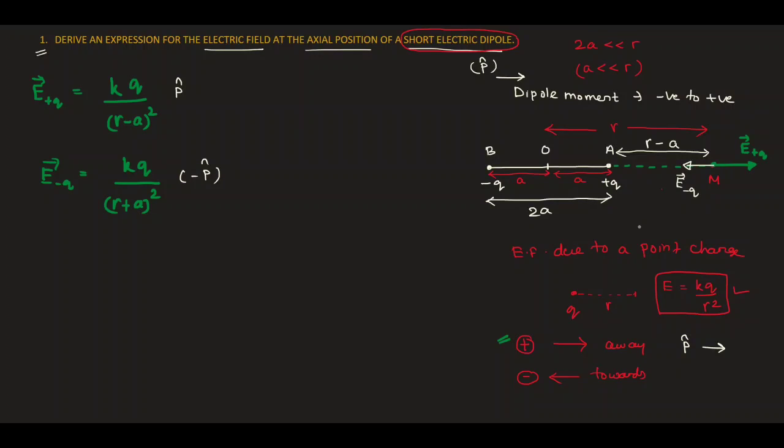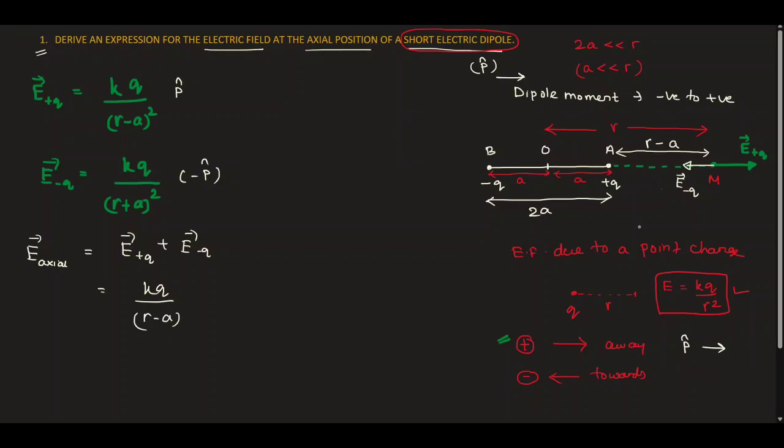So now we have two charges, and we have two electric fields. So we have to find the net electric field, which means the total electric field at the point M. Since M is an axial point, we call it the axial electric field. E axial vector is equal to the vector sum of the two electric fields, E plus Q and E minus Q. So E plus Q is KQ divided by R minus A whole square P cap, plus E minus Q is KQ divided by R plus A whole square minus P cap.